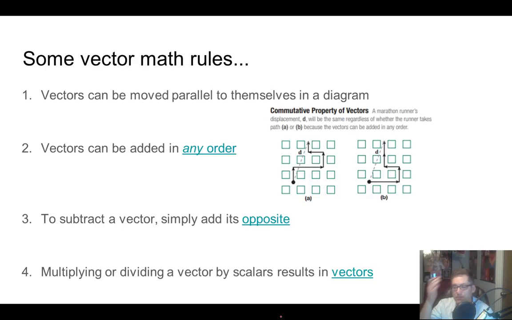All right, so this kind of leads us into what we would do for calculating our resultant vector mathematically. So we've done it with a graph. Now we're going to do it mathematically. So here are some math rules to keep in mind. Vectors can be moved parallel to themselves, so the same rule as graphing. Vectors can be added in any order.